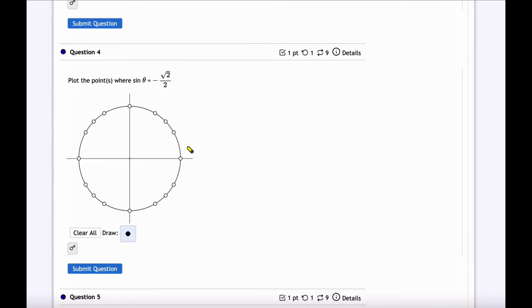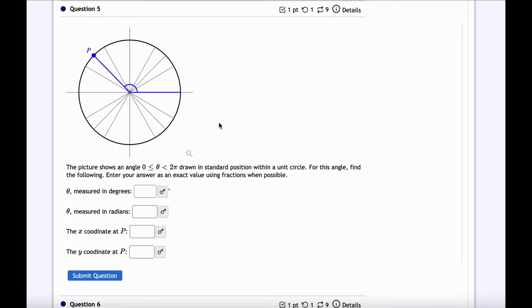Question 4, same idea where we're drawing the answer, but here you're supposed to plot the two different points, there should be two of them, where sine of the angle equals negative root 2 over 2. So maybe you can think about whether this is telling you the x or y coordinate, and then you can locate the 2 points that have that x or y coordinate down here.